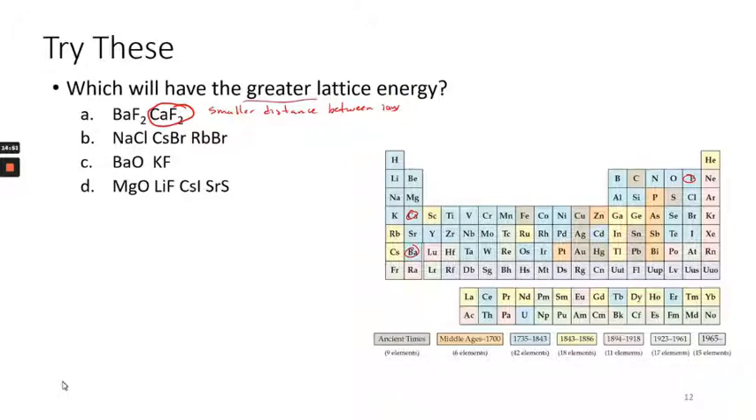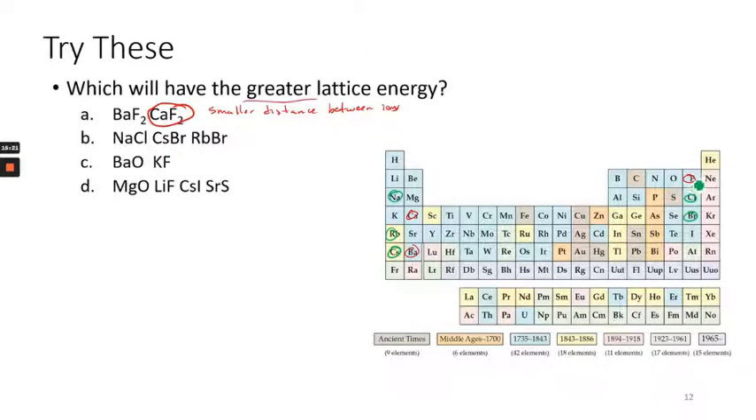Okay, so now let's do the next one in another color. We have sodium chloride, cesium bromide, and rubidium bromide. So let's compare these two first. Cesium and rubidium. Cesium is lower down, so it will have the lower lattice energy. So rubidium bromide is higher than cesium bromide.